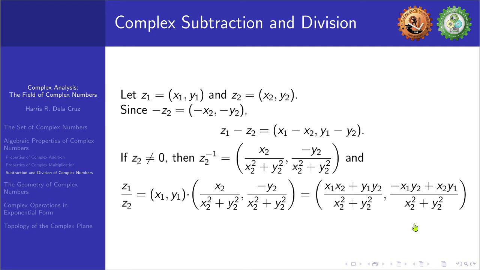Now, this is cumbersome to memorize. So what you can do is simply get the inverse of C2 and then proceed with the actual multiplication of C1 and the inverse of C2 instead of memorizing this formula.